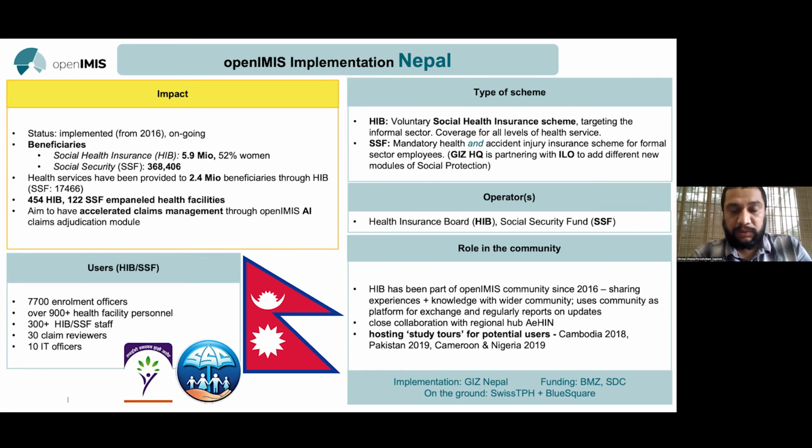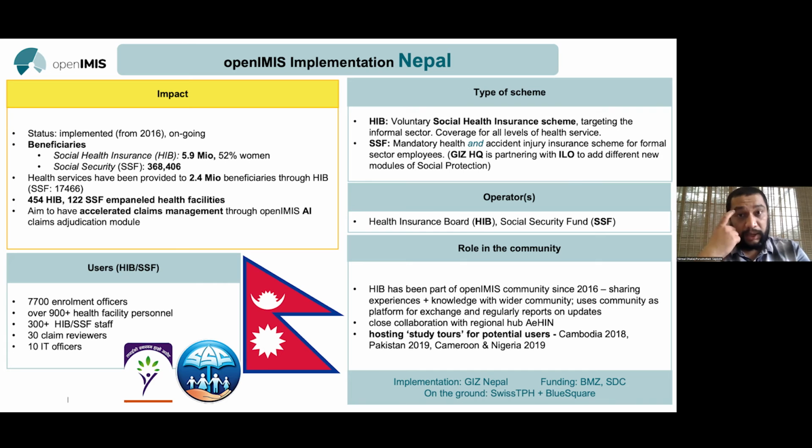Most of you might know there are two operators of openIMIS here in Nepal, the Health Insurance Board and the Social Security Fund. The Health Insurance Board is using openIMIS for the voluntary social health insurance scheme, whereas the SSF is using it for the mandatory health and accident insurance scheme for the formal sector. GIZ headquarters is partnering with ILO to implement new modules for social protection for the Social Security Fund, whereas HIB itself is partnering with GIZ and other partners to implement the voluntary scheme.